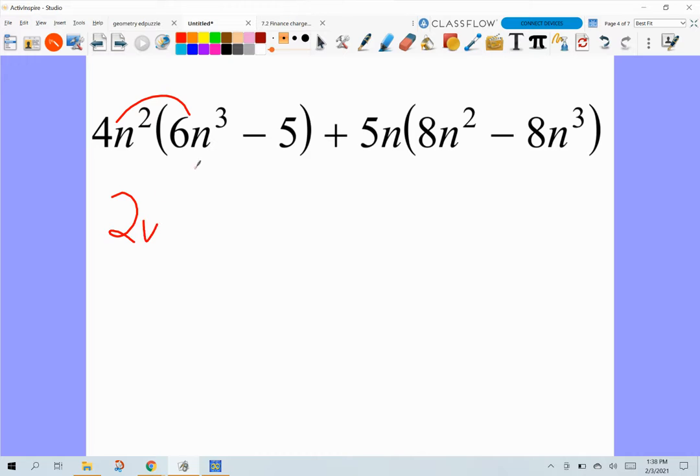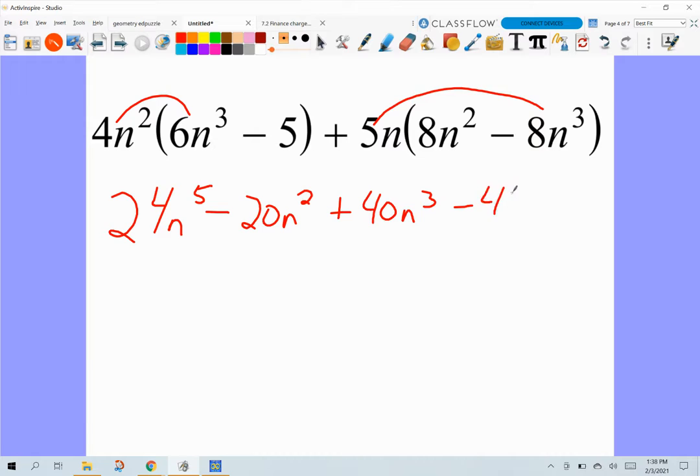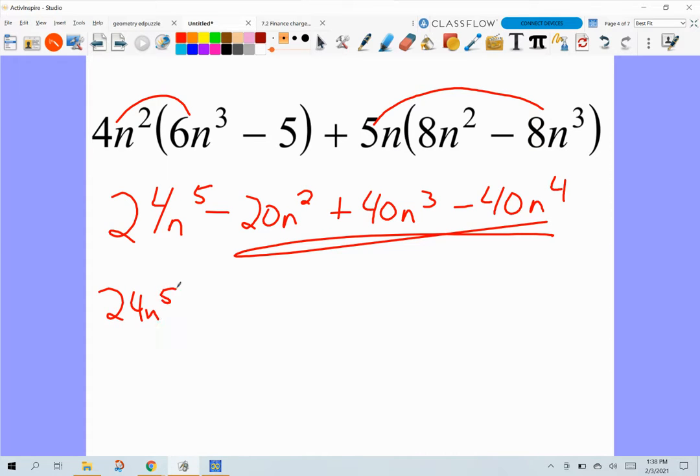24, whoops, what am I doing there? 24n to the fifth minus 20n to the second plus 40n to the third minus 40n to the fourth. Again, nothing to combine here. Should have picked some better problems. So I'm just going to shuffle these last three pieces up so that they're in the right order. 24n to the fifth minus 40n to the fourth plus 40n to the third minus 20n squared.